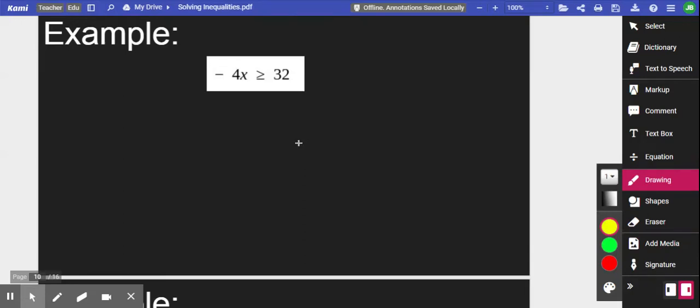Okay, so we are going to take a look at how to solve an inequality. And the first thing we want to do is remember that we have to follow our rules, the same rules that we follow when we're solving an equation. So rule number one is to go ahead and divide our problem in half by building a wall.